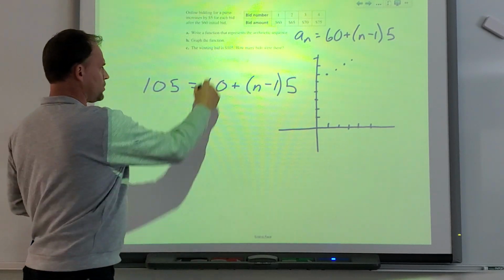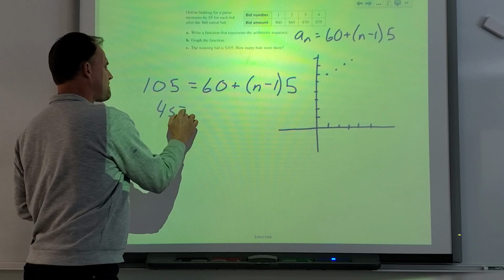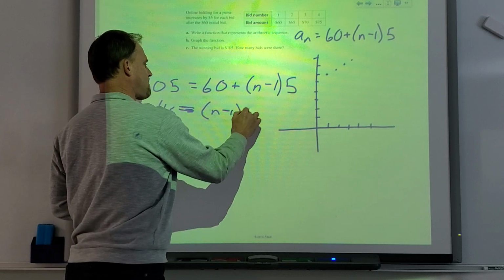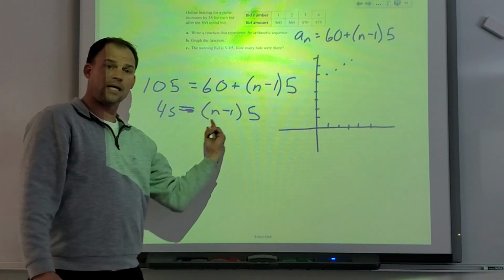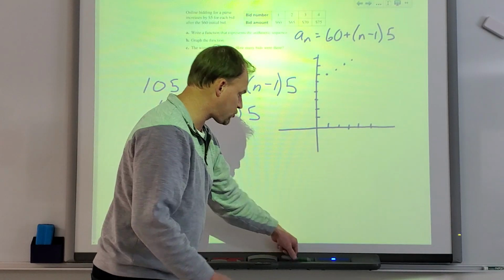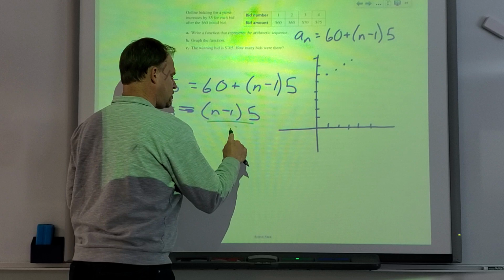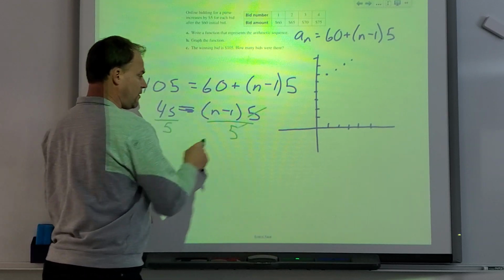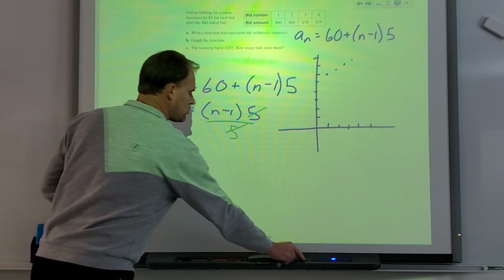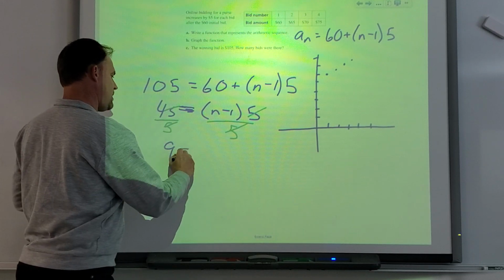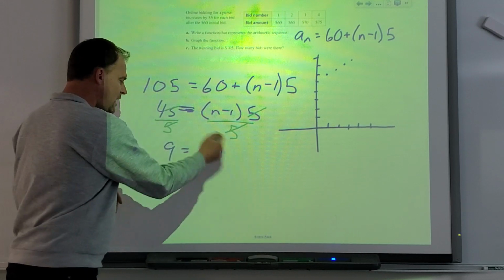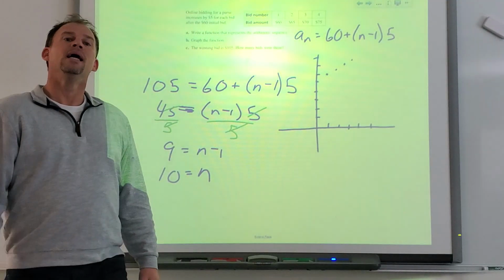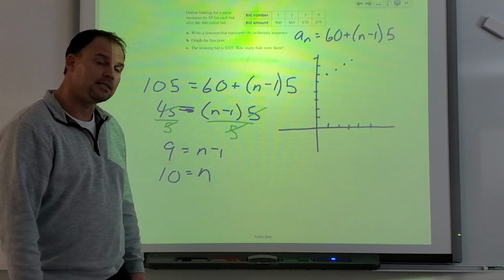So work backwards. Subtract 60. Remember, a number back here, that's the distribution. I can undistribute, or I can just divide by 5 on both sides. That would be the best way to get rid of that common difference. That's going to be 9. Add 1. And I know right here that it took 10 bids to get there.